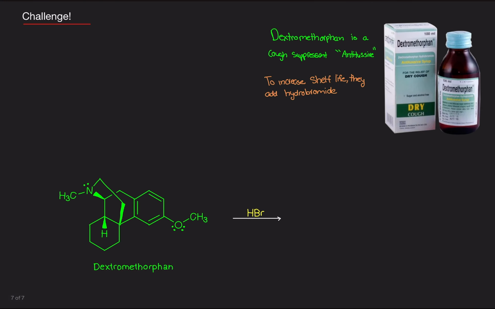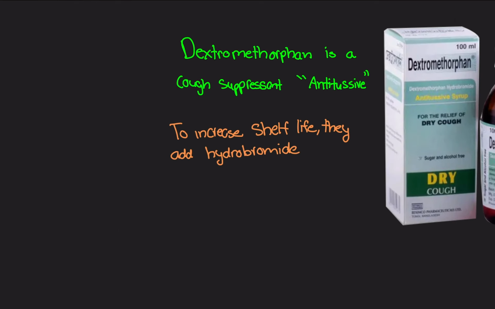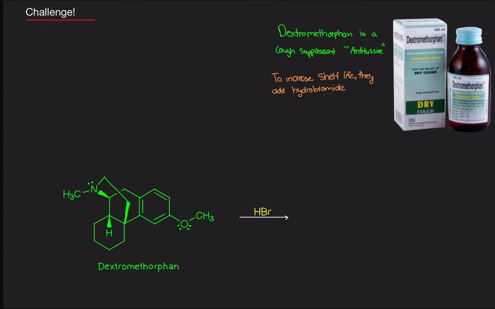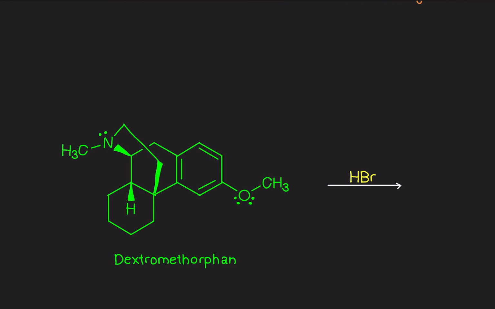Now for the challenge problem. This medication, dextromethorphan, I don't know, is a cough suppressant, also known as an antitussive. So to increase the shelf life of this medication, they add hydrobromide to it. And this is what it looks like. Dextromethorphan.